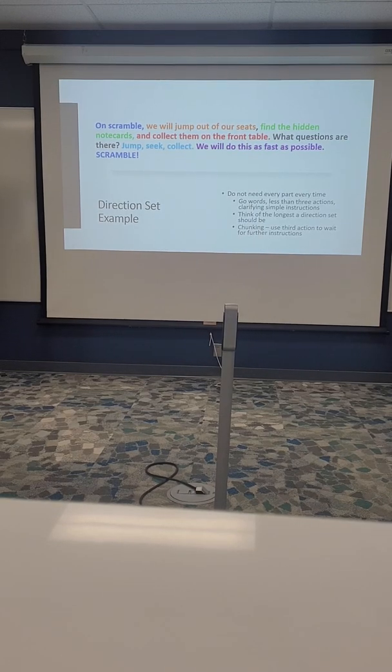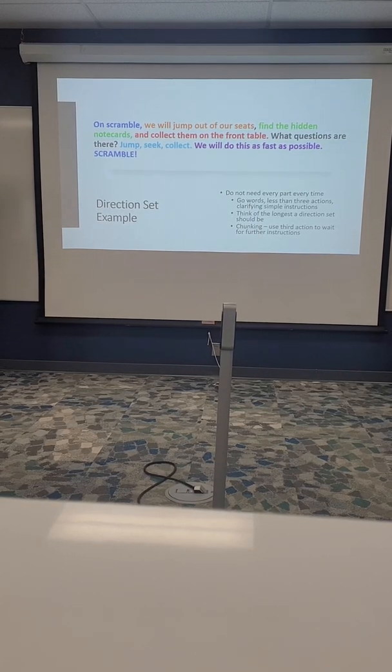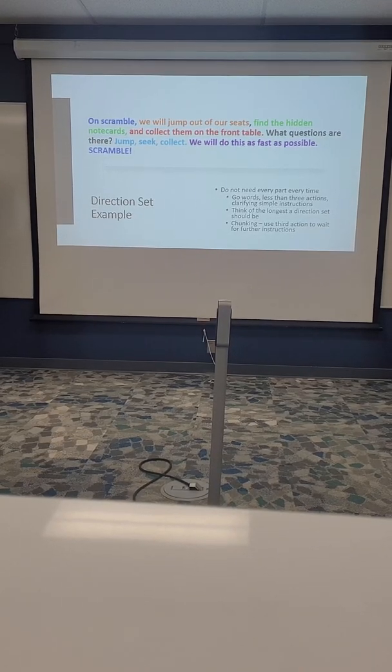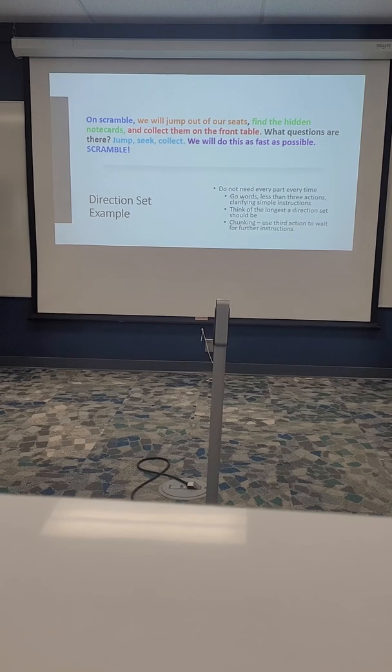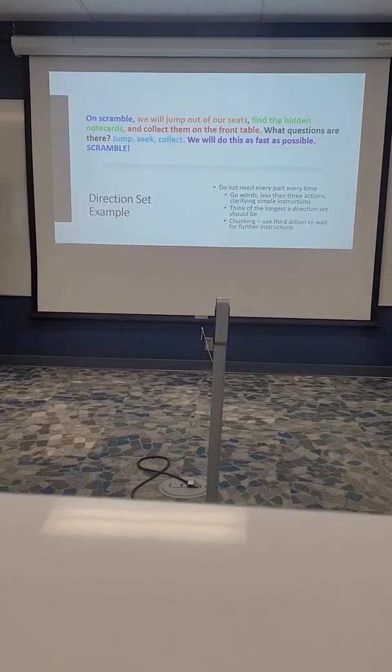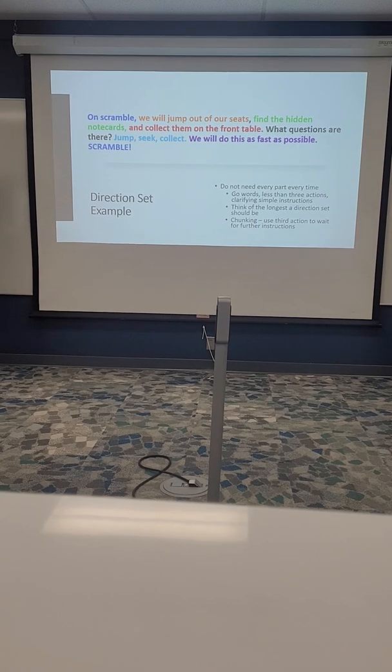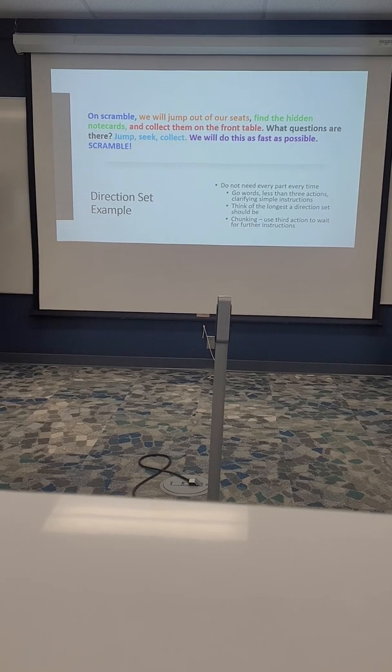On scramble, we would jump out of our seats, find the hidden note cards, and collect them on the front table. What questions are there? Jump, seek, collect, do this as fast as possible, scramble. We don't need all of this every single time. Go words for a reflective state can set the wrong tone. If we're, like, on bananas, we're going to write in our journals. Don't do that.